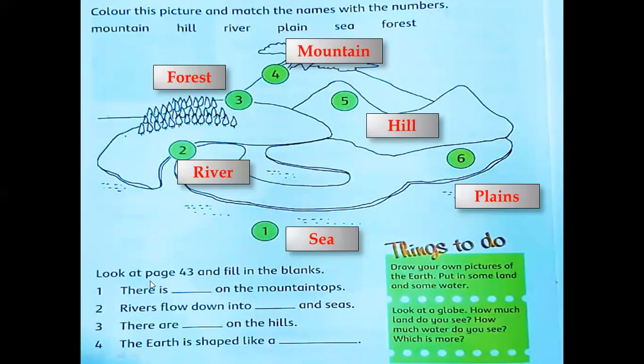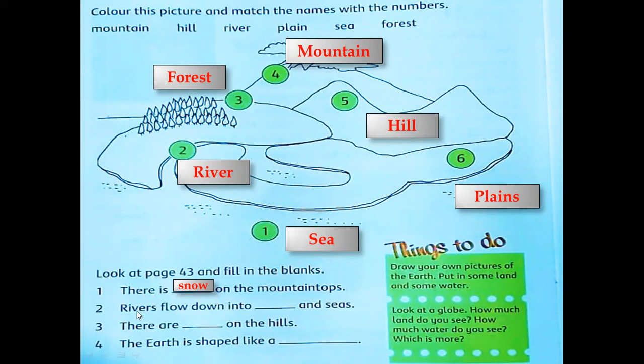Look at page 43 and fill in the blanks. Number 1: There is dash on the mountain's top. There is snow on the mountain's tops. Dear student, there is snow on the mountain's tops.